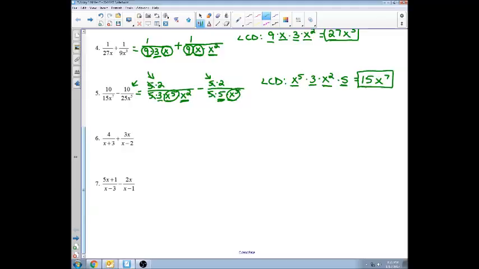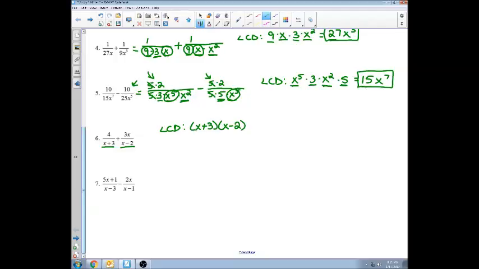Notice my denominators, x plus 3 and x minus 2. There is no way to factor either one of those, which means I can just underline x plus 3. I can underline x minus 2. My LCD will be x plus 3 times x minus 2. Okay.